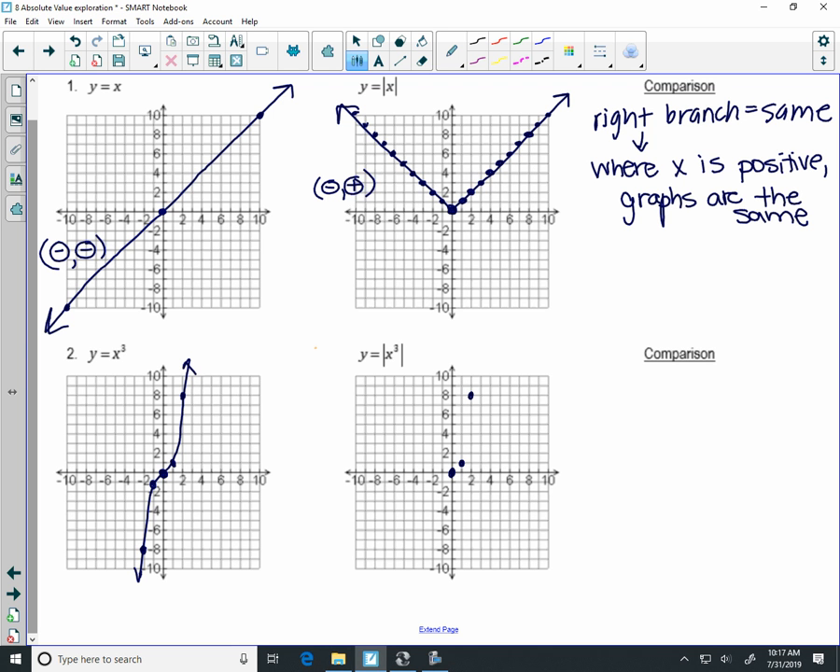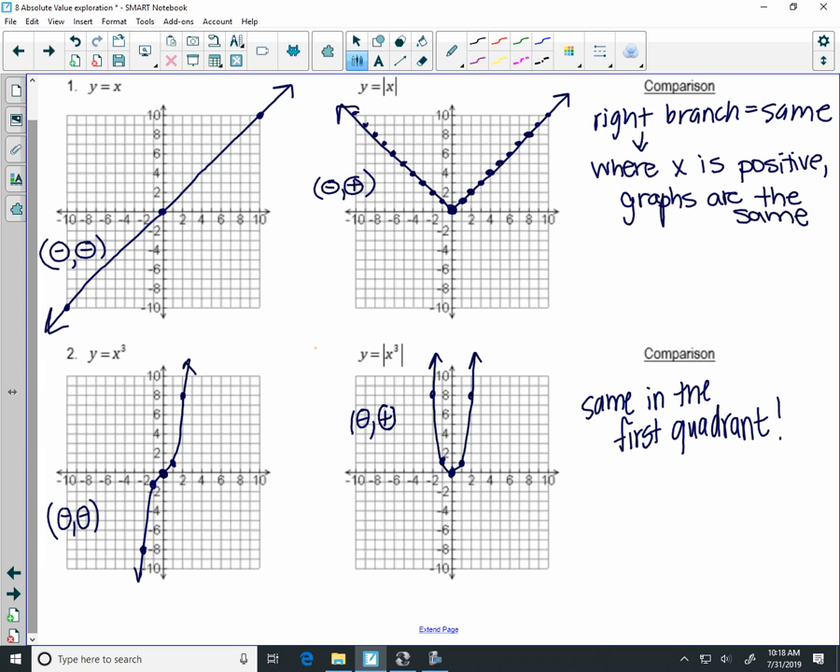Again, to the right, we're the same. Where x is positive, we're the same. Where x is negative, we're no longer going to have negative outputs. So we're the same in the first quadrant. Then we have that same situation that we had with y equals x and the absolute value of x. Over here, we were negative, negative for all the ordered pairs. And here where our x's are negative, our y's are positive.